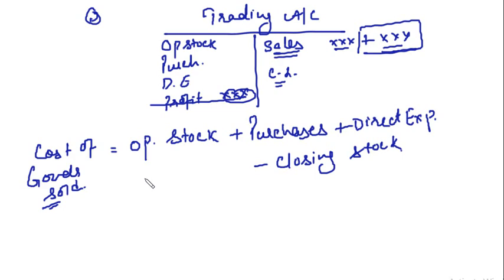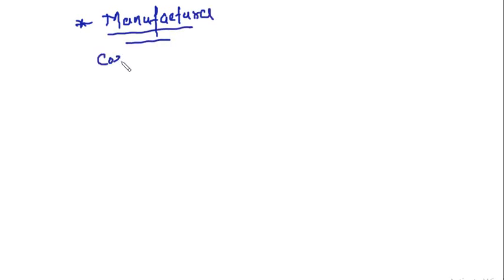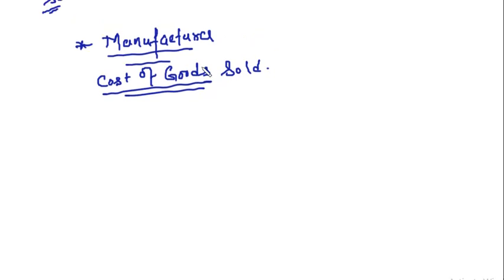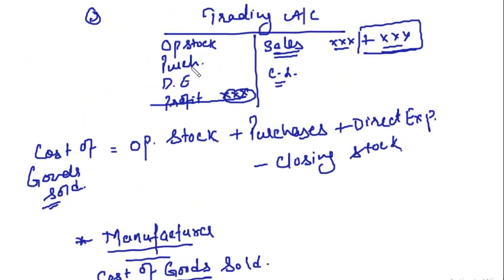Are you getting my point? Now, if you are a manufacturer of a good, then how will you calculate cost of goods sold? Very simple. More or less it will remain this: opening stock plus purchases plus direct expenses minus closing stock. The only one thing that will include extra is the cost of materials consumed.